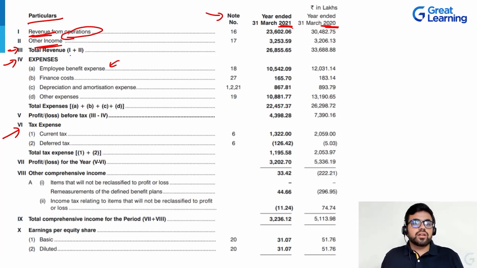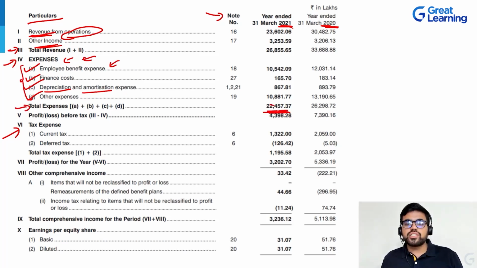Okay, second comes the expenses. Now this would include employee expenses, various financial costs, depreciation, and other expenses. So just as I said, some of the companies include depreciation and amortization in their expense part. So this company has done the same. So we can see and get the values of it. Now after adding all these things, we get the total expense. That is 22,457 lakh rupees.